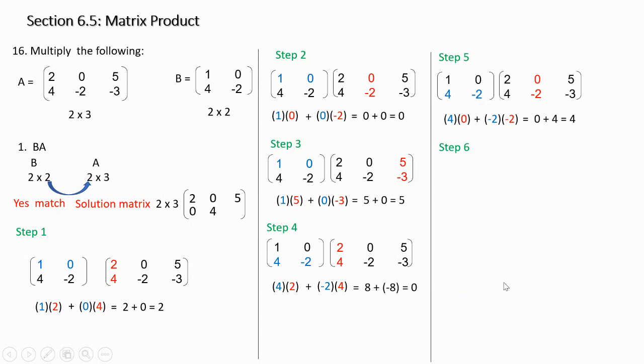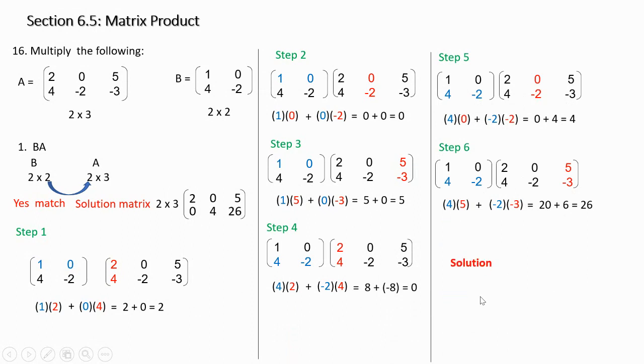Now comes step 6, which I'm going to multiply the second row times the last column, which is a 5 and -3. That's why they're in red. So 4 times 5 plus -2 times -3. So it's going to give us 20 plus 6. The answer is 26. So 26 goes there.